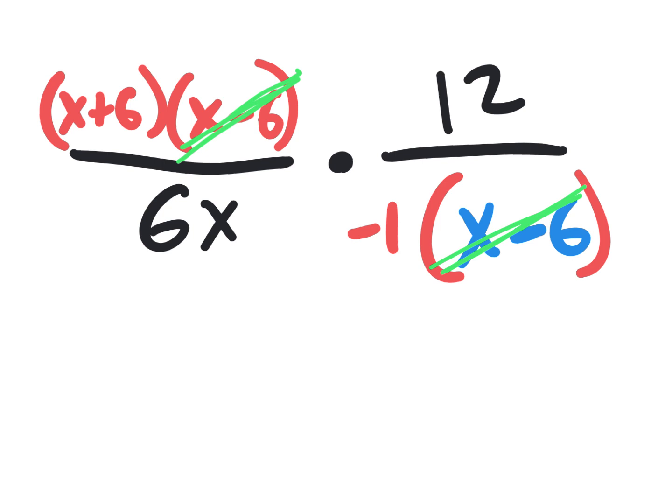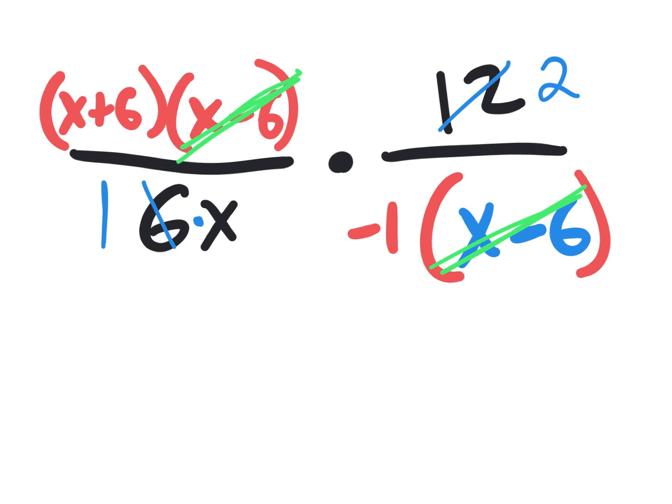I could also cancel, technically, this 6 that's being multiplied with x. I could cancel the 6 with the above 12, right? 6 divided by 6 is 1. 12 divided by 6 is 2, right? It's like reducing. Or technically, you could think of it as 12 is really a 2 times 6, and the above 6 cancels with the below 6. You have a 2 left over.